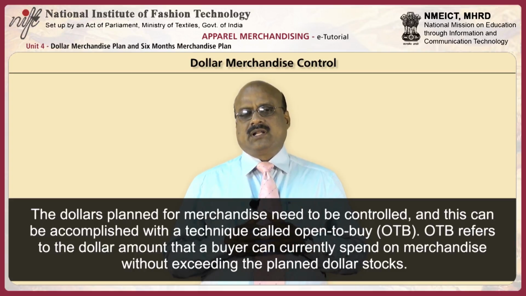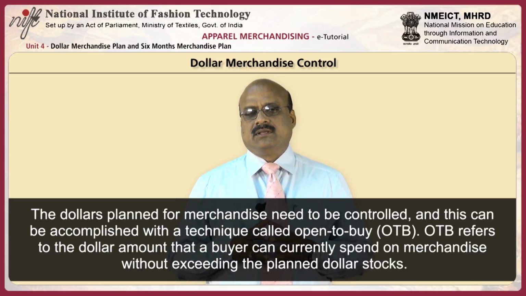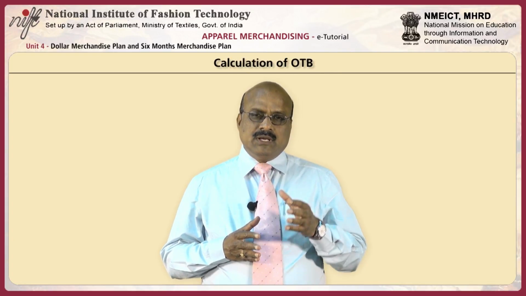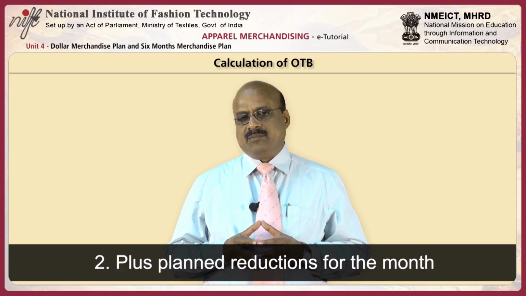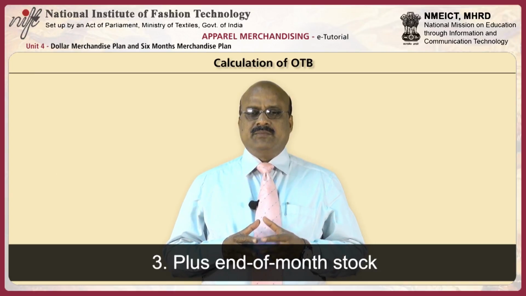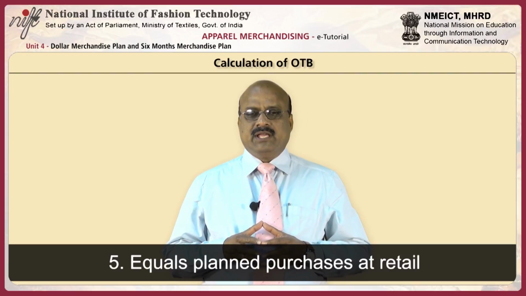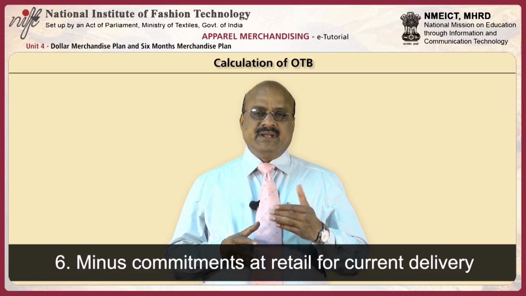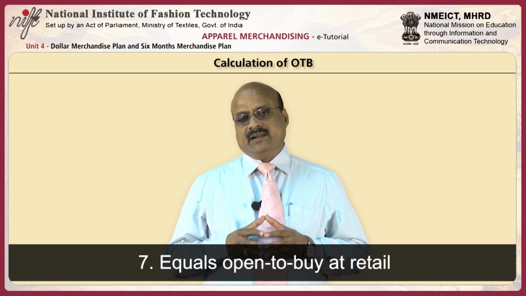OTB refers to the dollar amount that a buyer can currently spend on merchandise without exceeding the planned dollar stocks. OTB is calculated as follows. Planned sales for the month plus planned reductions for the month plus end of the month stock minus beginning of the month stock equals planned purchases at retail. This minus commitments at retail for the current delivery equals open to buy at retail.